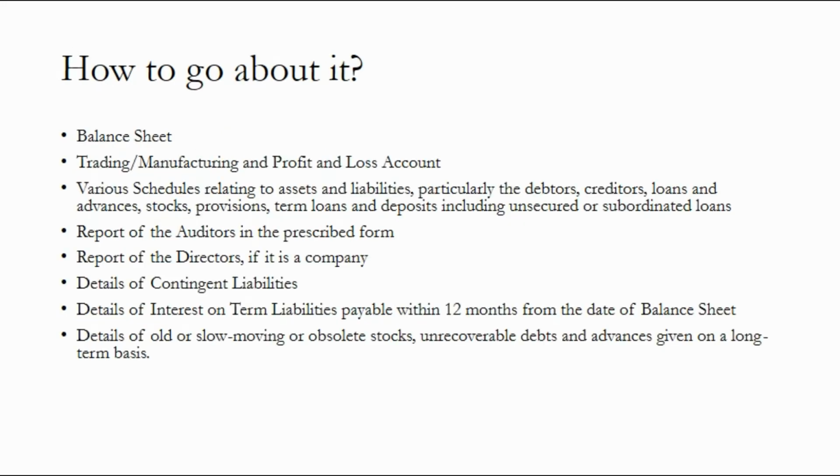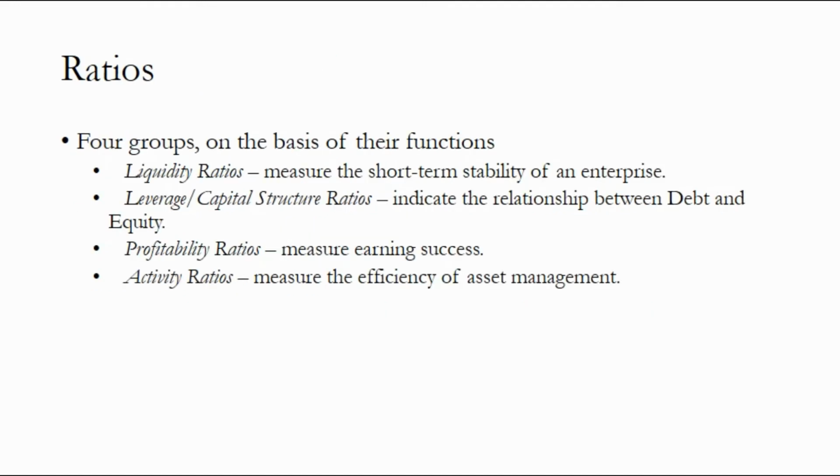So how to go about it? Balance sheet, trading, manufacturing, and profit and loss account, various schedules related to assets and liabilities, particularly the debtors, creditors, loans, advances, stock, provisions, term loans, and deposits, including unsecured or subordinate loans. Report of the auditors in the prescribed form, report of the directors if it is a company, details of contingent liabilities, details of interest on term liabilities payable within 12 months from the date of the balance sheet, details of old or slow-moving or obsolete stocks, unrecoverable debts, and advances given on a long-term basis.